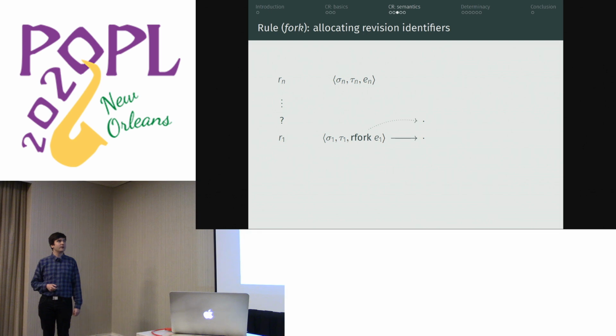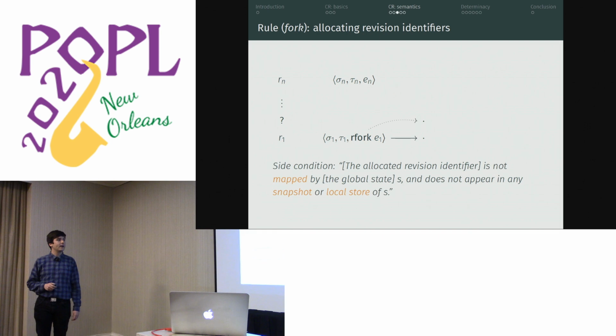First of all, rule fork: you have to allocate revision identifiers, and you need some notion of freshness, because definitely you cannot allocate these revisions over here. And the side condition concerns this notion of freshness, and this is how it's formulated. So the allocated revision identifier is not mapped by the global state S and does not appear in any snapshot or local store of S, which under my interpretation means it's not anywhere in this orange part over here.